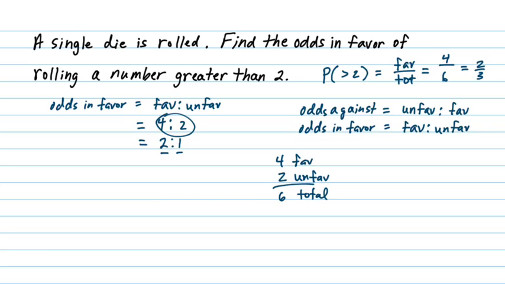All right, so that's how you find odds. It's just, let me change colors here, this ratio. So odds in favor is favorable to unfavorable outcomes.